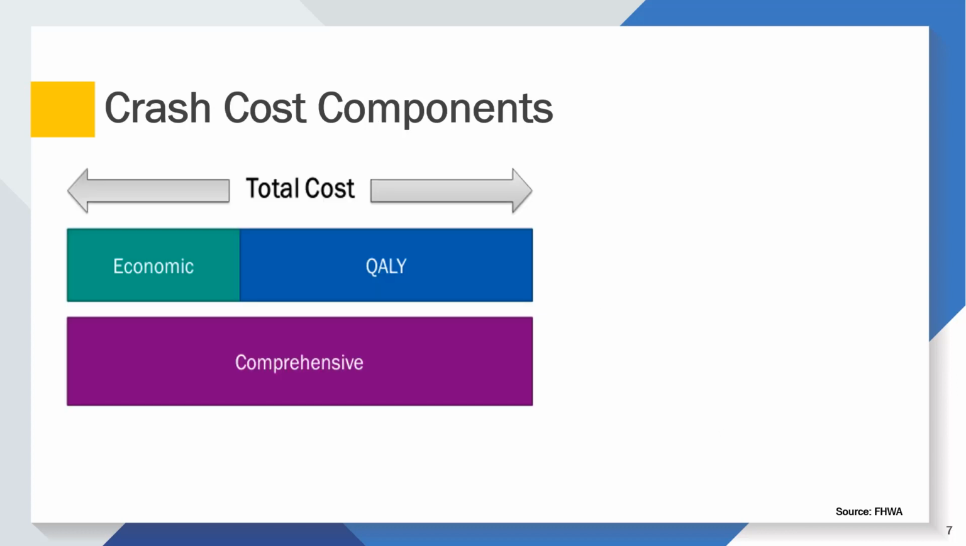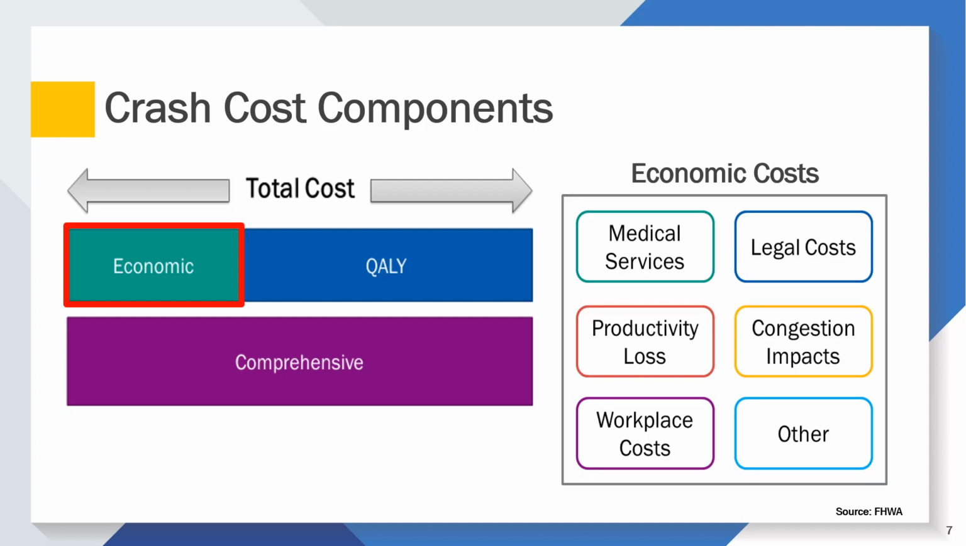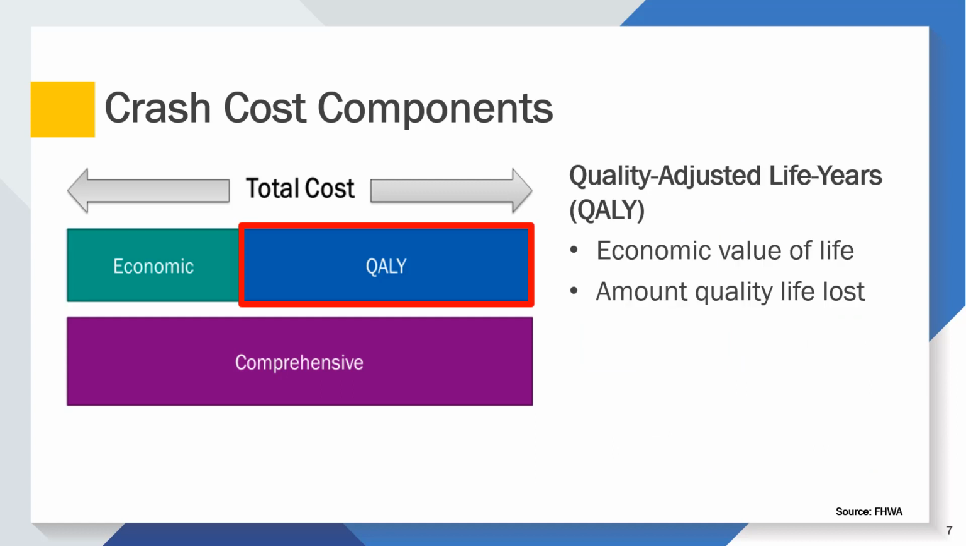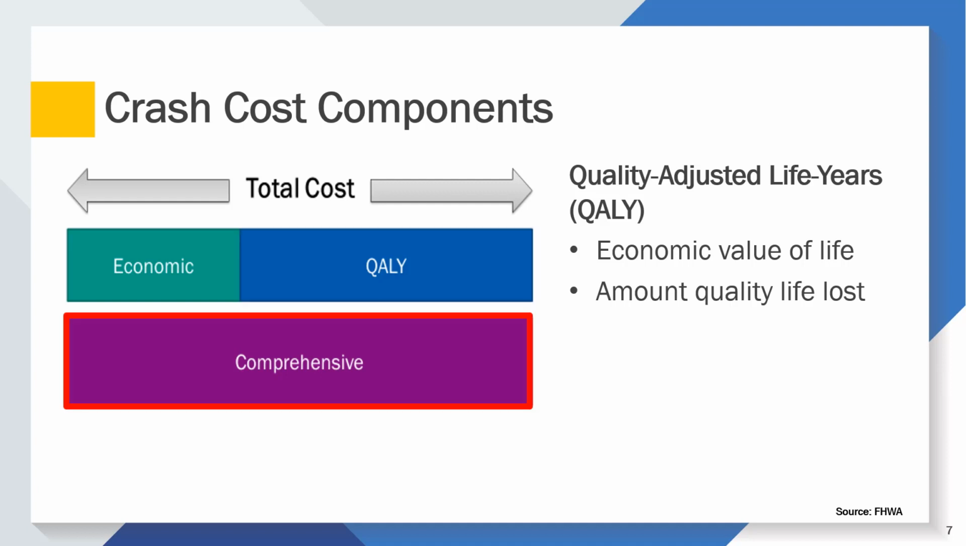Crash costs are made up of items with tangible prices like medical bills, wages, and property damage, as well as intangible economic cost related to pain, suffering, and impaired quality of life. The sum of tangible components is called the economic cost. Intangible costs are based on estimated economic value of life and the amount of quality adjusted life years, or QALY, lost as a result of the crash. The total cost of all components is called the comprehensive crash cost.